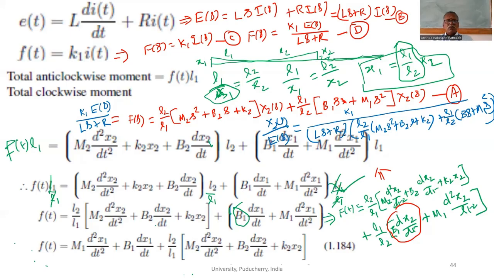X2 is output, E is input. Applied voltage is the input. This is the transfer function model of the given mechanical system.